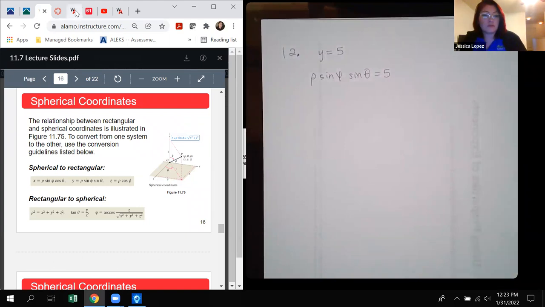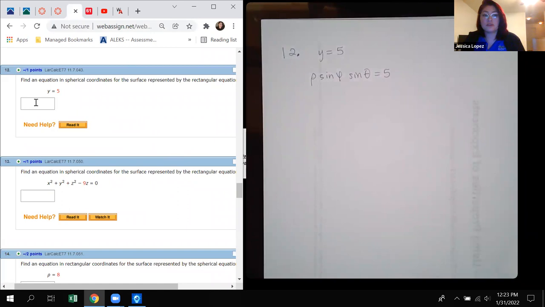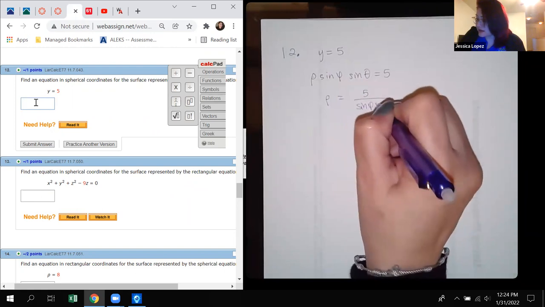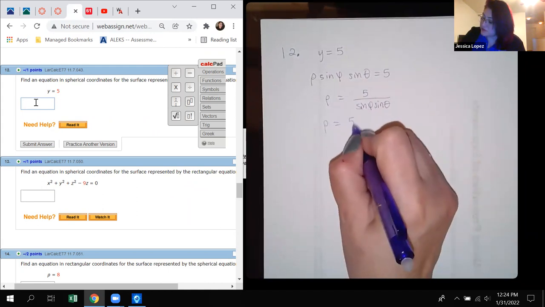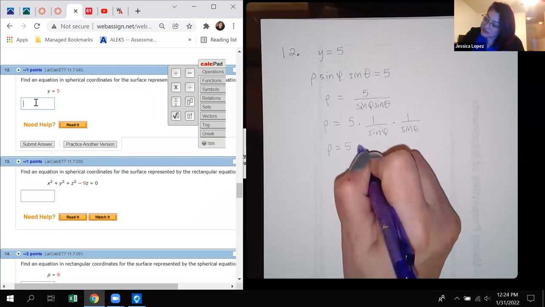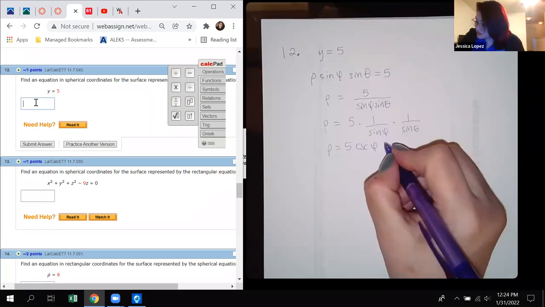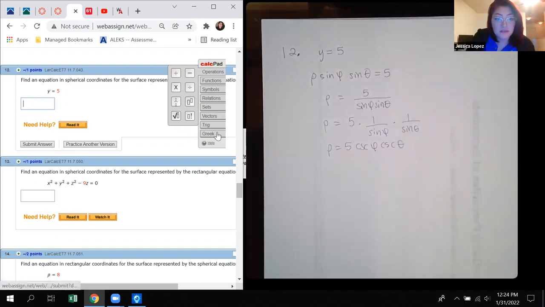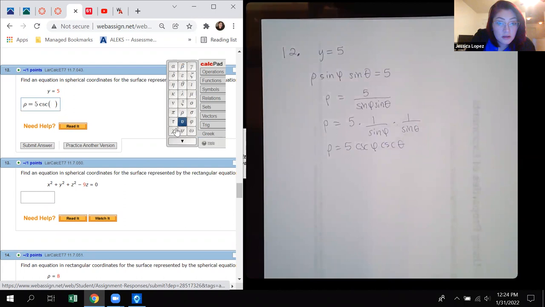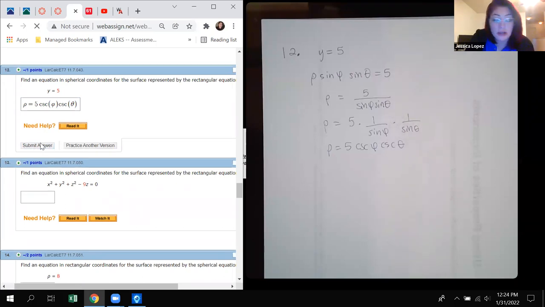And then normally what we do when we convert is we really try to solve for rho. Rho is kind of like the r, the radius. And so I'm going to divide both sides by sine phi and sine theta. And then keep in mind that that can be written as 5 times 1 over sine phi times 1 over sine theta, which can be written as cosecant of phi and cosecant of theta. And so let's try to type that in there. And I'm definitely going to need all my Greek letters. So rho equal to 5 trig cosecant Greek phi, get out of the parentheses, trig cosecant Greek theta. So that looks like what I have on my paper. Let's try it out.